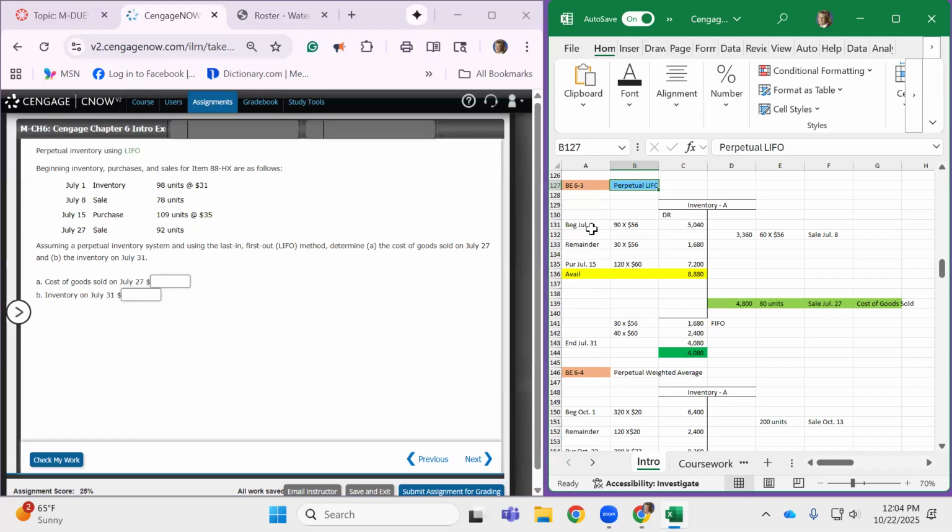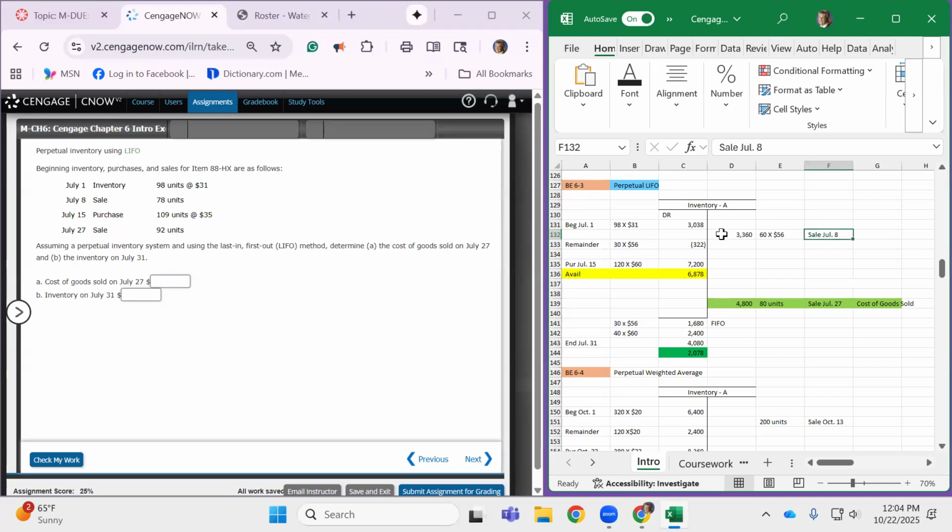So we are July 1. We're starting with 98 units at a cost of $31 each. So we have a beginning inventory. Beginning inventory, 98 units times the $31 cost. I got $3,038. Okay. I'll try to be more careful this time.